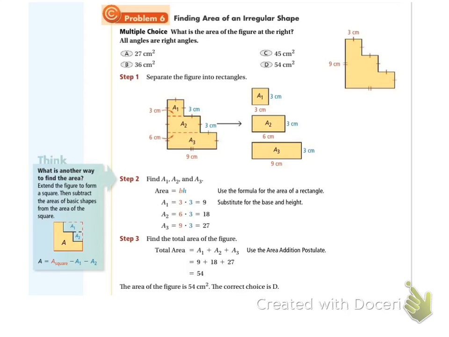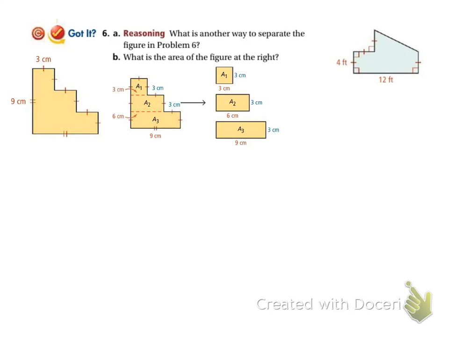And another way that we can do that, if you look over here, is we can imagine the pieces that are missing. That's another way we can do it. And we're going to try to figure out another way. Because 6a says, what is another way to separate the figure in problem 6? So I copied over how they split it up. Another way we could split it up would be, here, let's try this. I'm going to just use this right here to split it up.